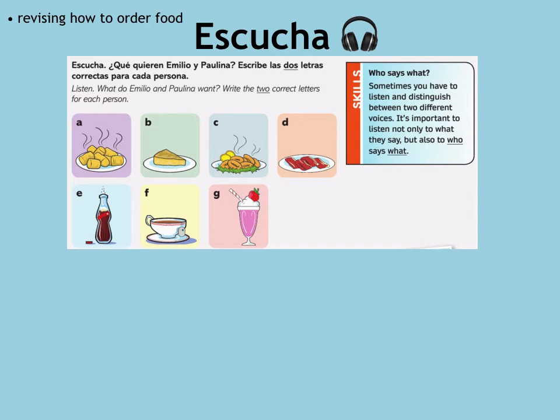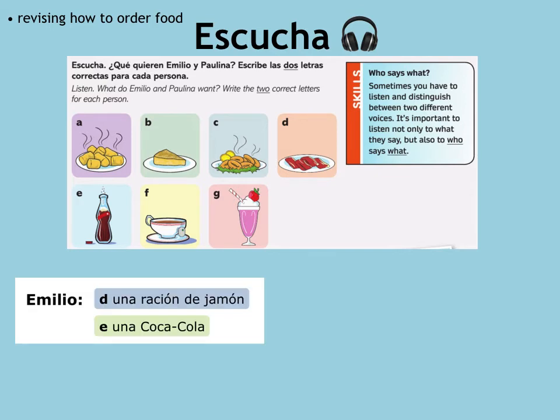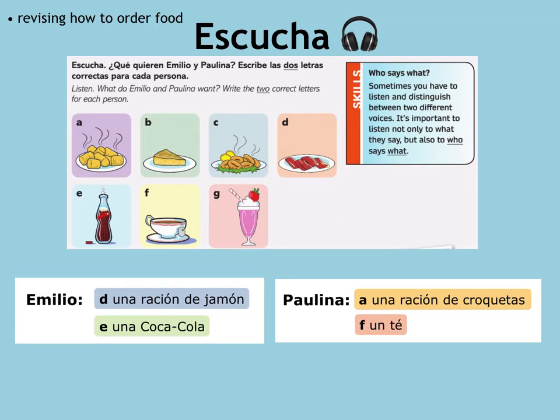Muy bien. Okay, let's see how you did. Right, Emilio wanted D, una ración de jamón, a portion of ham, and E, una Coca-Cola. And Paulina ordered A, una ración de croquetas, a portion of croquettes, and also F, un té, a tea. Muy bien. Give yourself 4 out of 4 if you got all of those right. Perfecto.